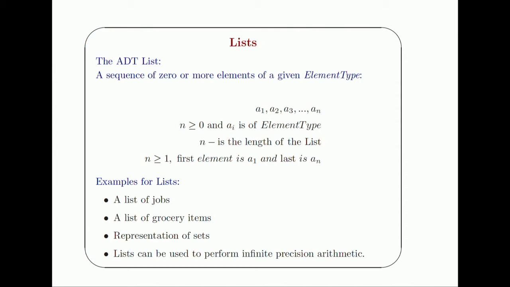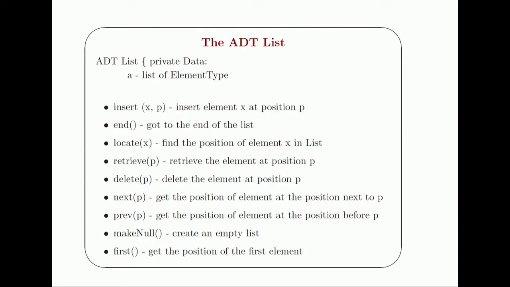All that we are saying is there is a list of elements which I need to represent. They can be a list of jobs, a list of grocery items, a list of items in a set, or something that I want to use for infinite precision arithmetic, where the list is used to represent a very long number and each element of the list corresponds to a digit in the number. So, you can do anything with that, however you want to represent these lists.